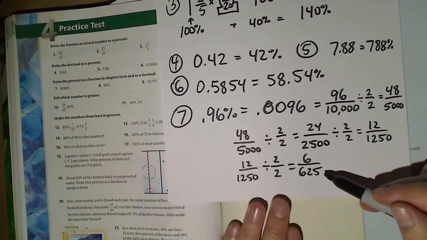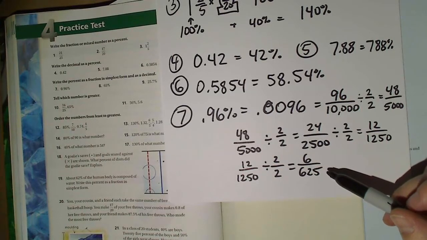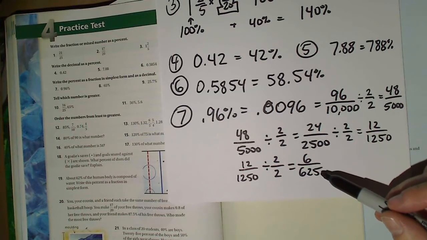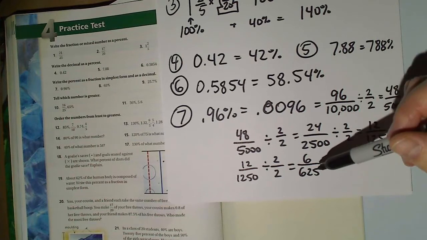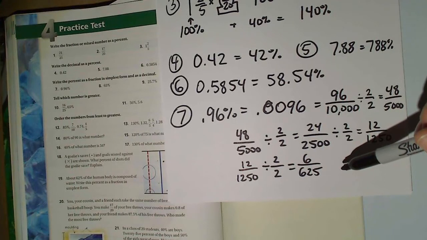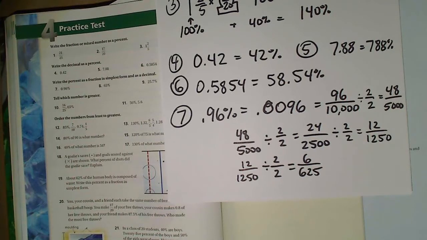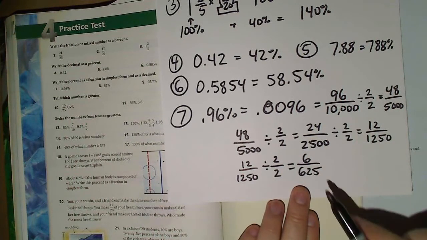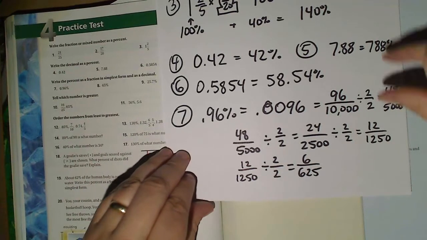Right? And have we finally come to a stopping point? 625. Let's see, 2 doesn't go into it. 3 wouldn't work. 4, nope. 5, nope. 6, nope. 7, nope. I think that's it. So my simplified fraction there is 6 over 625. Boy, kind of a lot of work now that we're getting into these ones.